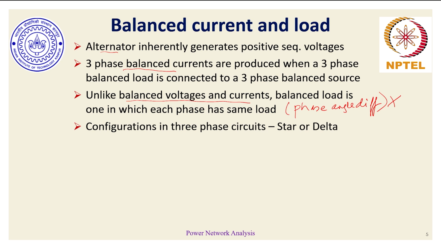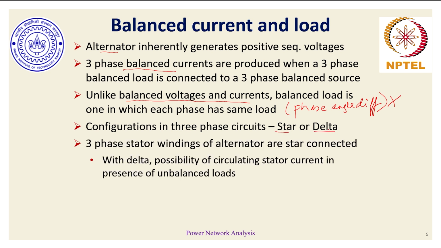So for three-phase circuits, we can have two common possibilities. One is called the star configuration, the other is called the delta configuration. Usually in three-phase machines, the stator windings, which are again three-phase, we will discuss the nature of stator windings when we discuss the synchronous generators module. By practice, the natural practice is that the three-phase stator windings of a three-phase synchronous generator are usually connected in star, not in delta.